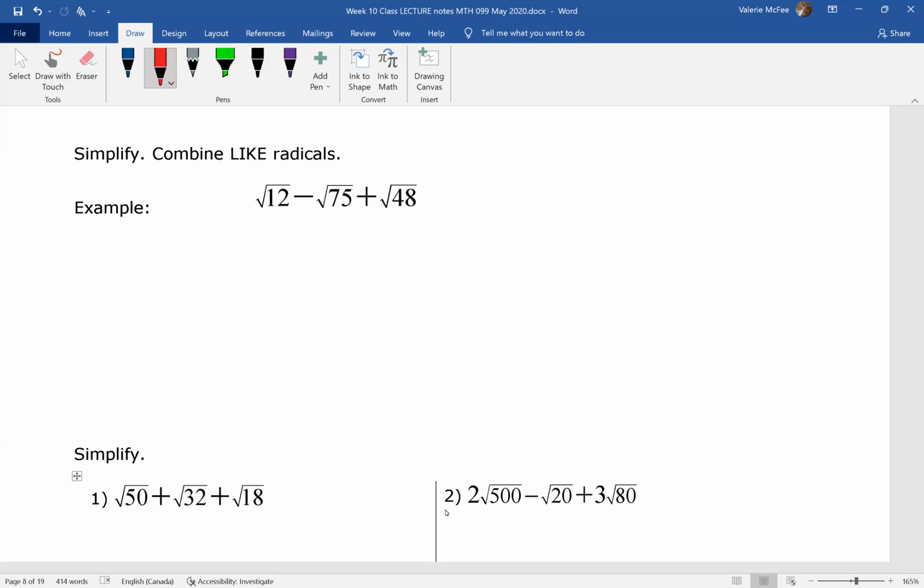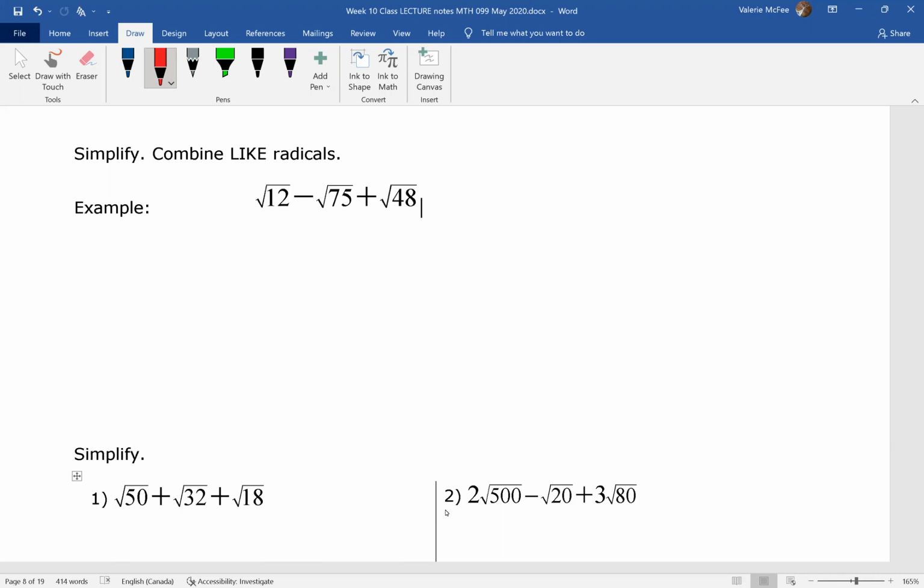Before we started adding and subtracting radicals, we were looking at simplifying radicals. And I hope you've been practicing those so that you're ready for this next part of adding and subtracting. We said that when you add and subtract radicals, you can only combine like radicals. They have to have the same radicand and the same index.